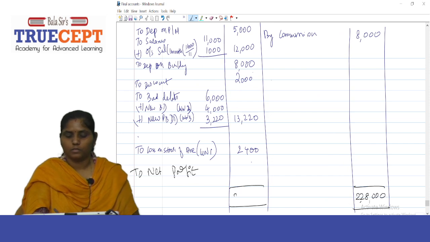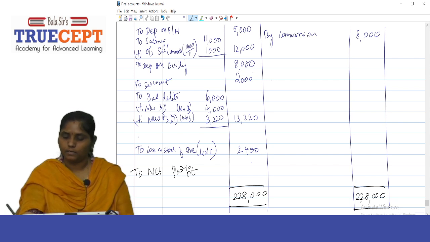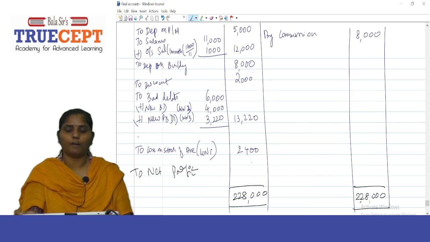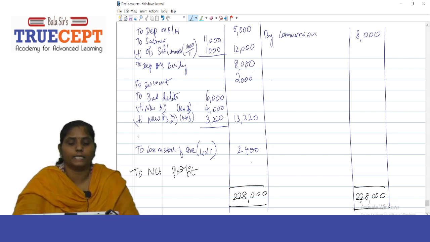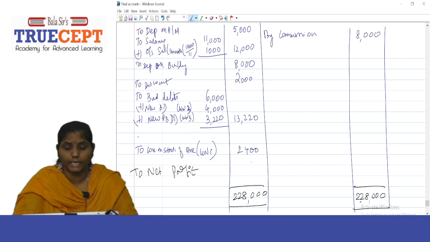Right? Now from 2,28,000 you have to remove all the expenses. Remove 4,600 rent expense. After that subtract all these expenses. Depreciation 5,000, salary 12,000, building depreciation 8,000, discount 2,000, that is 13,220, loss on stock by fire 2,400.